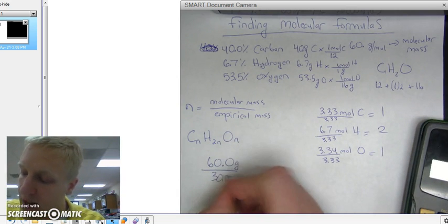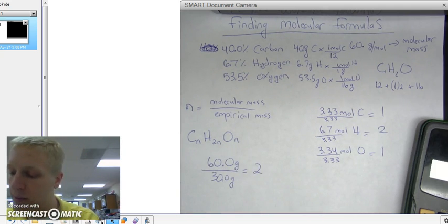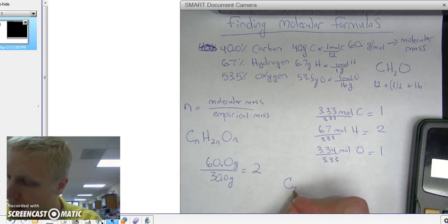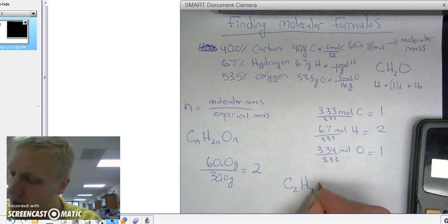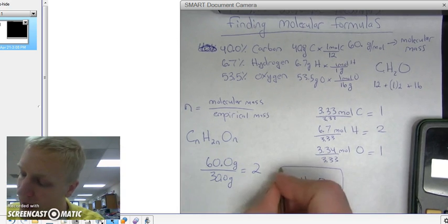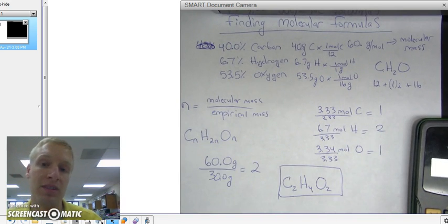Take my molecular mass divided by empirical mass, I get 2. So I'm going to multiply all my subscripts by 2. That's going to get me C2H4O2. And that is how you find the molecular formula given the percent composition.